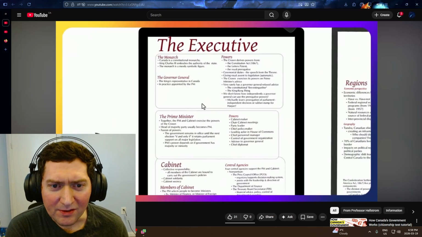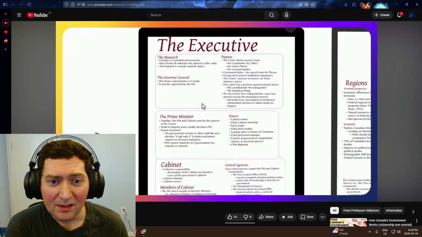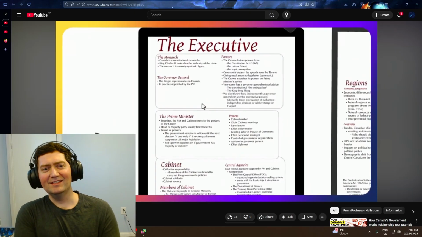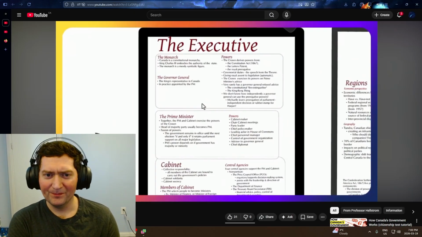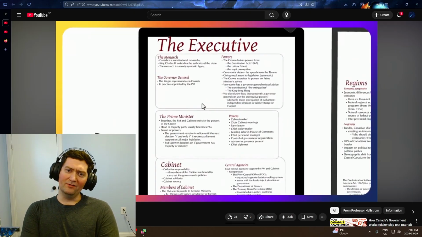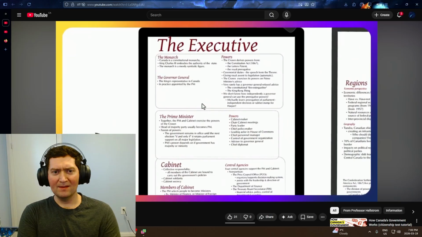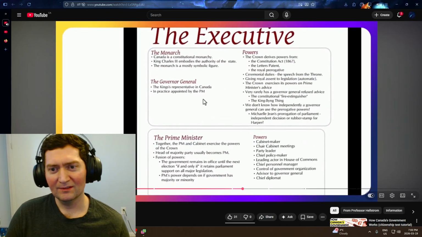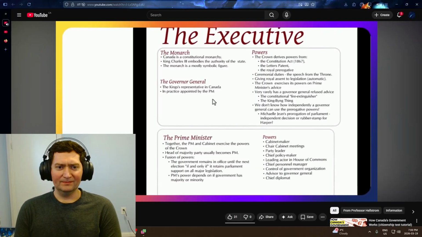King Charles III, so it is the king, embodies the authority of the state. Yeah, this is all stuff that's left over from when we originally separated from England, right? In particular flashpoints in time, it actually does have some practical significance.